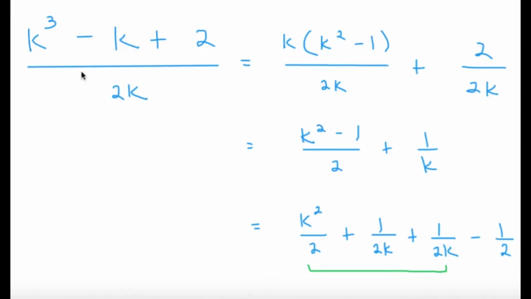Alright, so with this one, I can factor a k out of the first 2 terms. That's why I split it into these 2 terms: k times (k squared minus 1) divided by 2k, and then plus 2 over 2k over here. Simplifying, we're going to get (k squared minus 1) divided by 2, plus 1 over k. This 1 over k motivates me to do this next step, aside from moving this minus 1/2 over to here. What I did here is k squared over 2 plus 1 over 2k plus 1 over 2k. So I split this 1 over k into two 1 over 2k's.